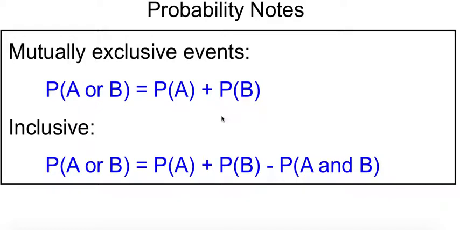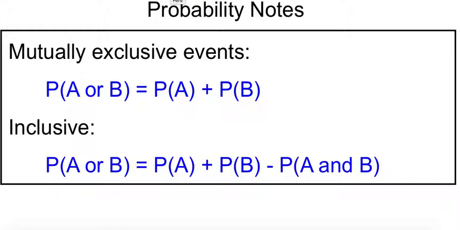Today we're going to talk about probability of different types of events. You guys have done simple probability for a long time, so you already know how to do that. So what we want to focus on is when you have more complicated probability events. Some vocabulary that we're going to start with is mutually exclusive and inclusive.